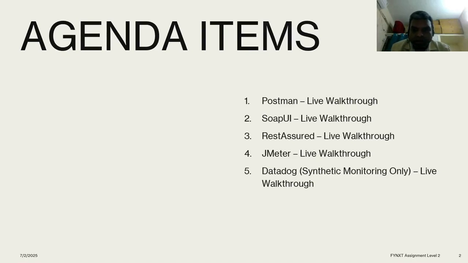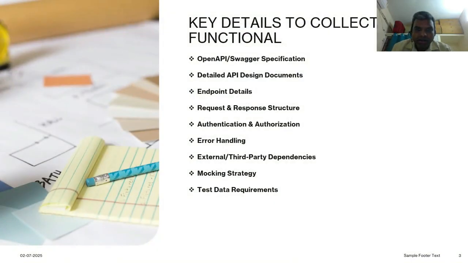First, we see Postman, live walkthrough, then SOAP UI, REST Assured, JMeter, and I'm covering Datadog, synthetic monitoring, concept only. Okay, walkthrough only, and here I listed out all the necessary information that needs to be collected by the API tester from the development team, at the initial stage of API testing.